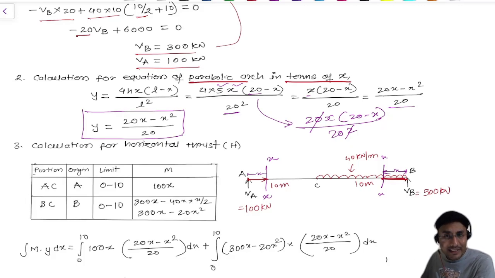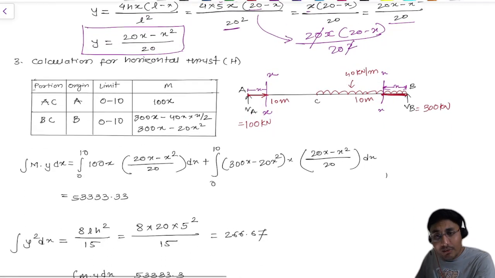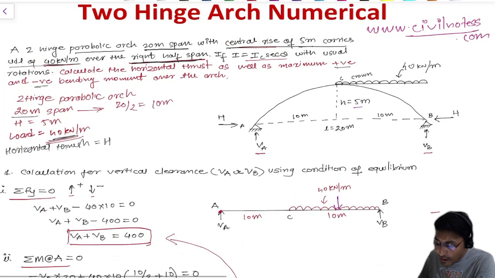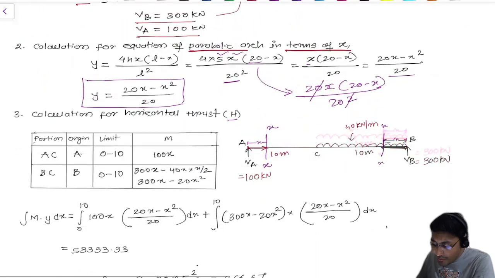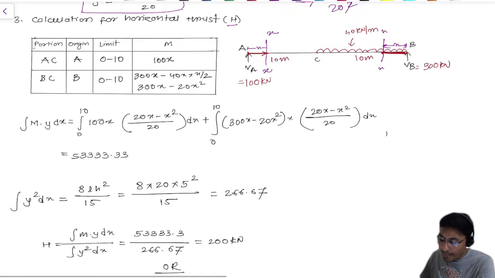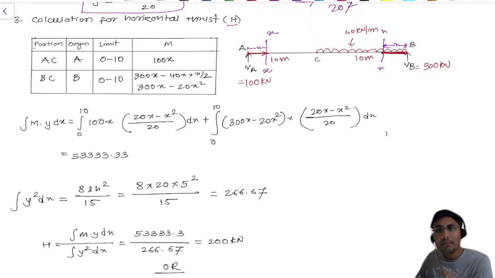Now step number 3, which is our first calculation, called the horizontal thrust. To calculate the horizontal thrust, which is always represented by H, and as per our numerical we need to calculate the horizontal thrust here. So how are we going to do this? First of all, take the beam diagram which you have drawn and write over here, because that only helps you to solve this type of numerical.